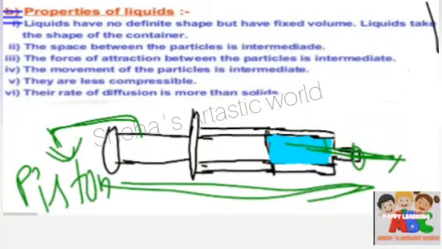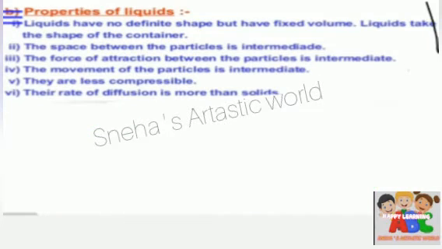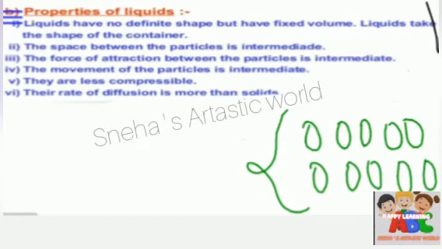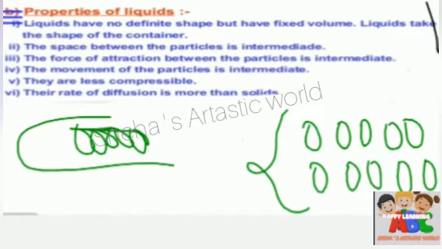Go ahead to the next property. The rate of diffusion is more than solid, because liquid has a little bit of space between the particles. Solid has particles very close to each other, so solid has less diffusion, but the rate of diffusion of liquid is more than solid. Okay, clear? These are the properties of liquid.